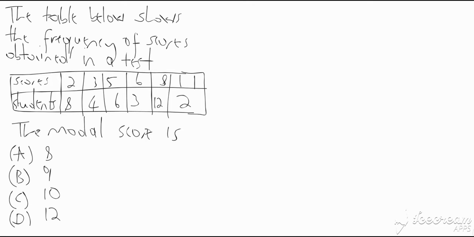So we look in the section that says students, and we try to find out which score. Here we see the highest frequency there is 12, which tells us that 12 students got 8. So 12 just tells us how many students. 12 of them got a score of 8, which means that the modal score has to be 8. So the answer is A. The answer cannot be 12 because 12 is not a score. It just tells us how many students scored 8 on the examination.